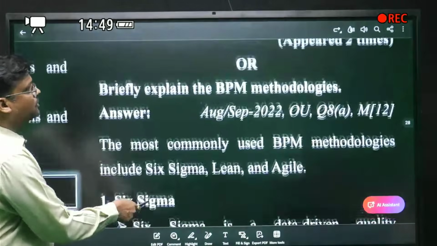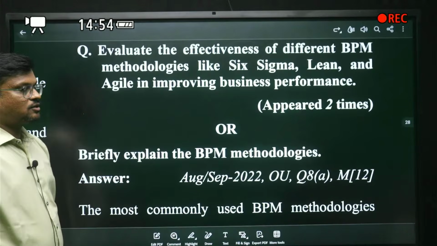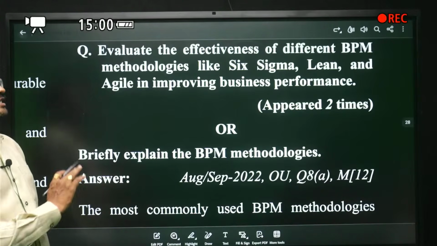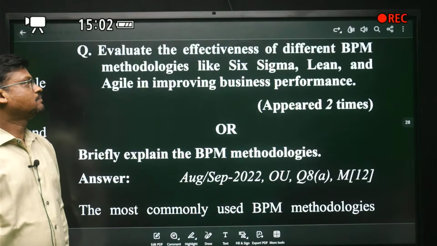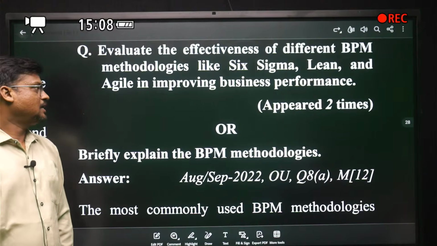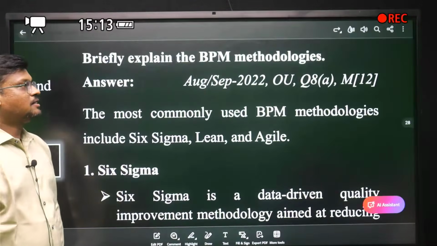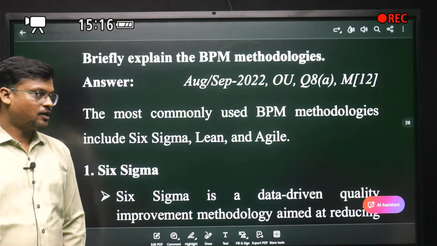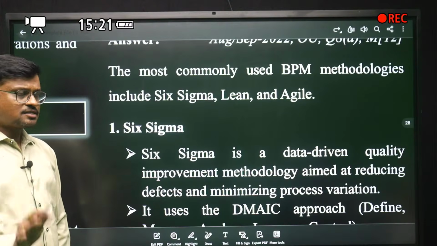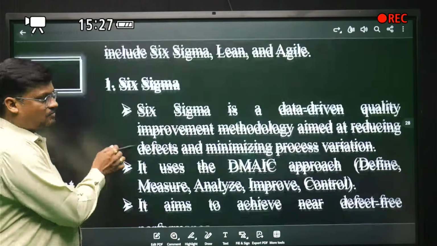The second question of unit number 3, which has appeared for the last 2 times: evaluate the effectiveness of different BPM methodologies like Six Sigma, Lean and Agile. Right? You should be able to evaluate the effectiveness of different BPM methodologies like Six Sigma, Lean and Agile. Or you can get the question like this: explain the BPM methodologies, which was asked in 2022. The most commonly used BPM methodologies are these three: Six Sigma, Lean and Agile. Out of these, we will start with Six Sigma.